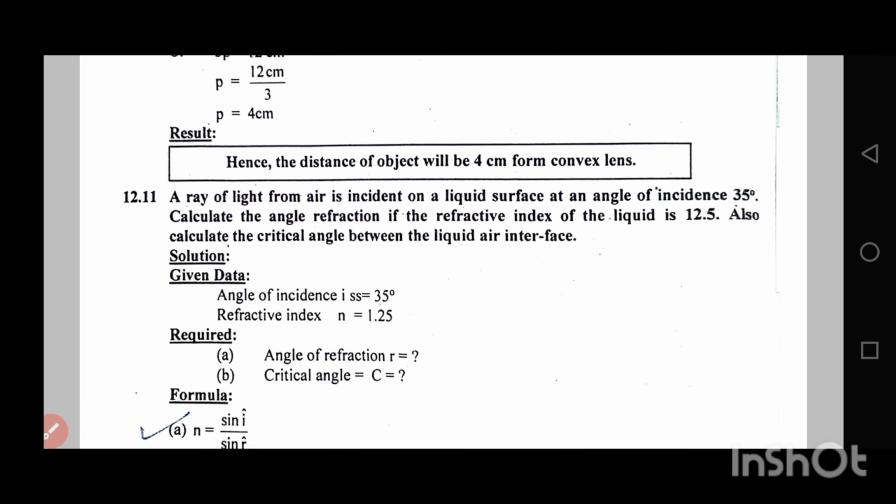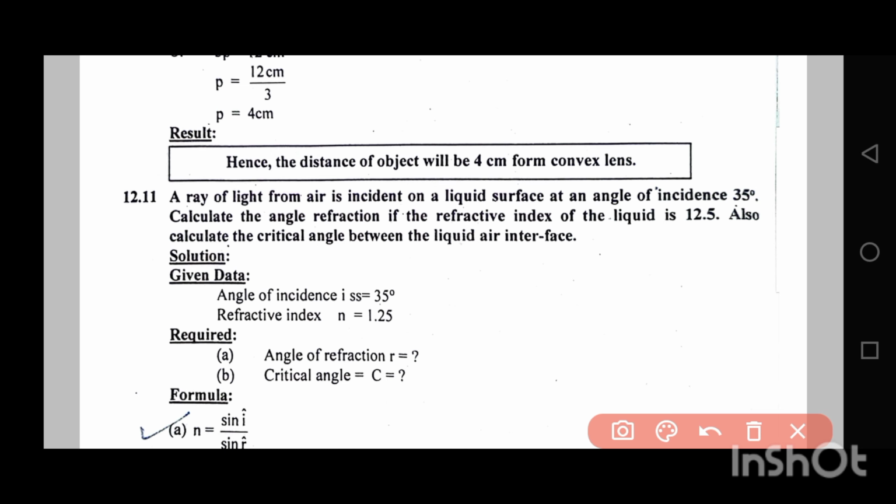A ray of light from air is incident on a liquid surface at an angle of incidence 35 degree. Calculate the angle of refraction if the refractive index of liquid is 1.25. Also calculate the critical angle between the liquid-air interface.